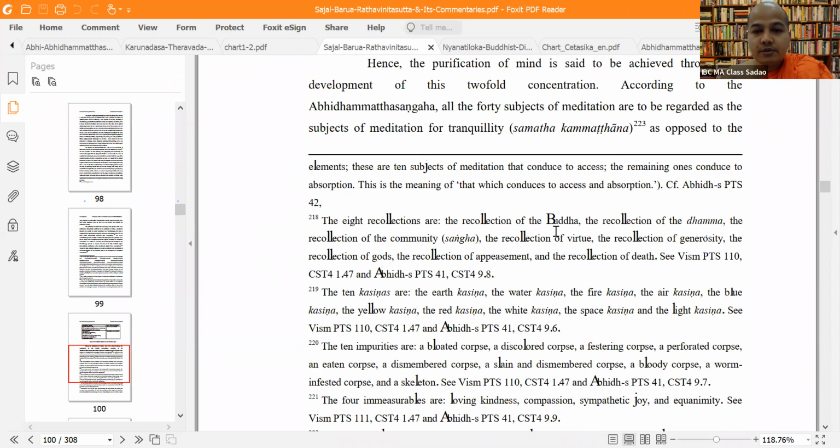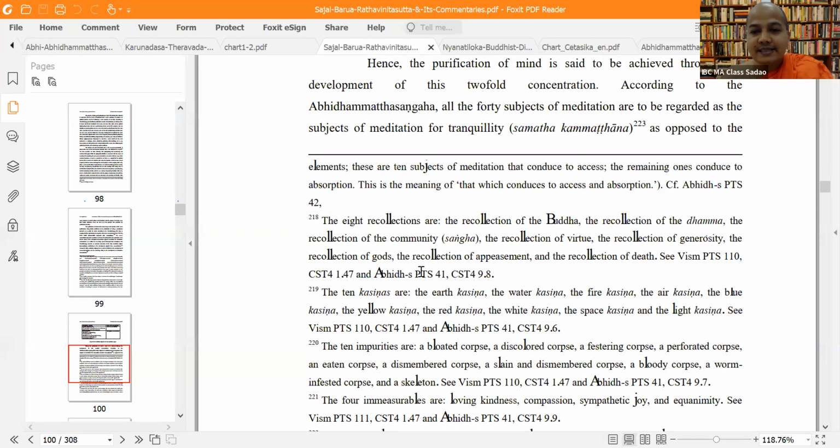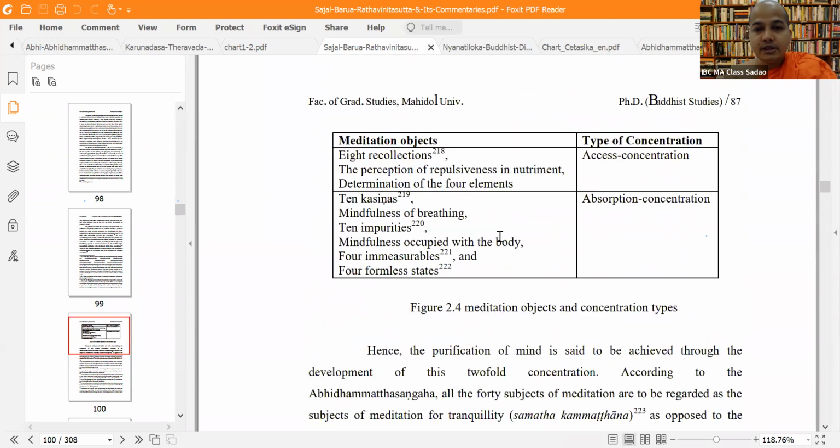The eight recollections are the recollection of the Buddha, the recollection of the Dhamma, the recollection of the Sangha, the recollection of virtue, the recollection of generosity, recollection of gods, recollection of appeasement, and recollection of death. Right? Buddhanusati, Dhammanusati, Sanghanusati, Silanusati, Caganusati probably, Devatanusati. Appeasement, what is the word for appeasement? I don't remember. And then Marananusati. So in the Abhidhammattha Sangaha also they are mentioned. So these are recollections, the perception of repulsiveness in nutriment and determination of the four elements. These are two.